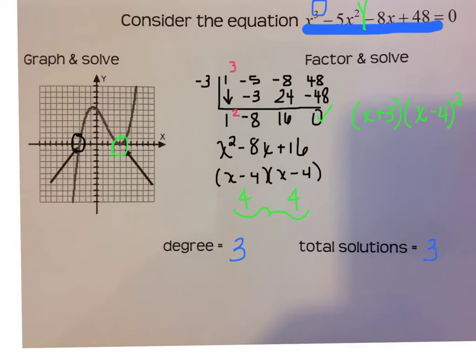A new vocabulary term for you also would be, since there are 2 roots at one point, this is called a multiplicity of 2. That's right, that's multiplicity of 2.